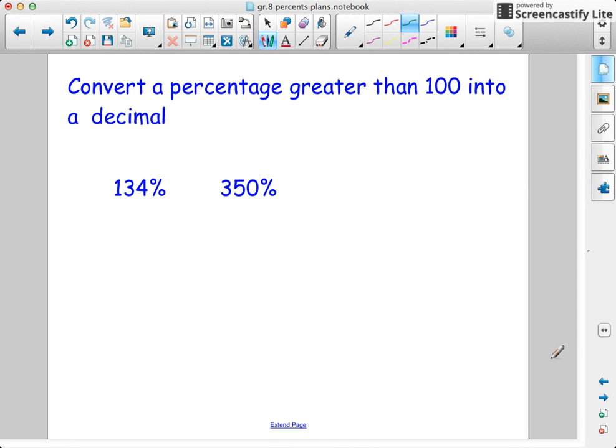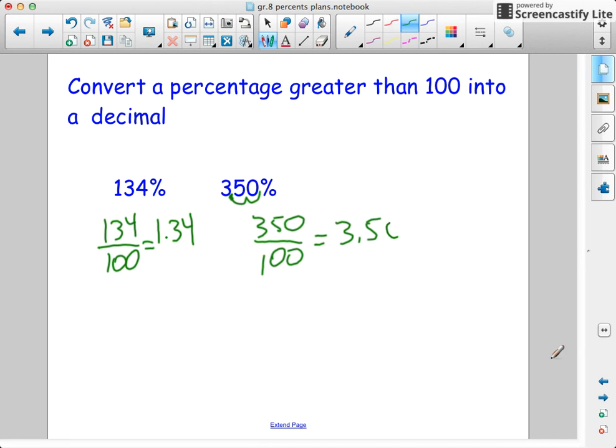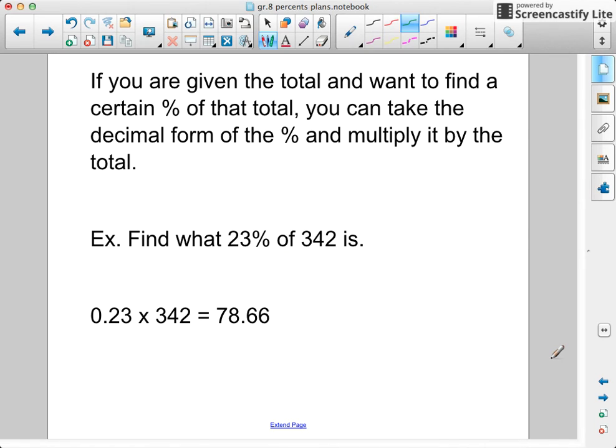Works the same with percents over 100. It would still be 134 over 100, which would give me a decimal of 1.34. Okay, and 350 over 100, or move the decimal 2 places. My decimal is 3.50, or just 3.5. Most of the time we'll use the decimals to calculate things in problems.